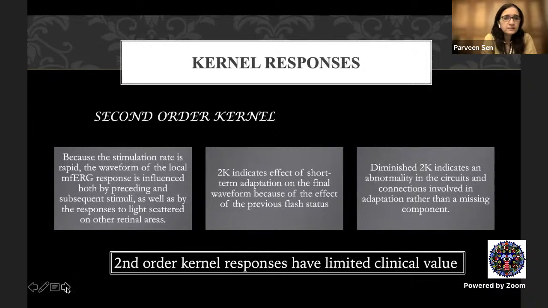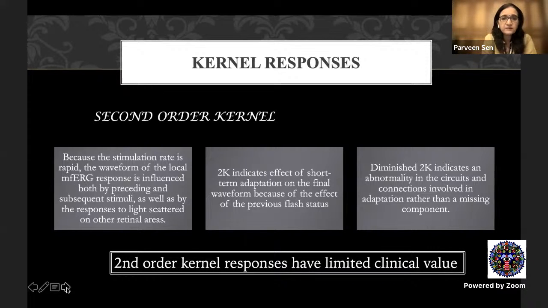Again, there is something called the second order kernel as well, because whether the first response is positive or negative, and whether it is of higher amplitude or lower amplitude, will also depend upon whether the previous stimulation was white or black. So it takes care of the previous adaptation.